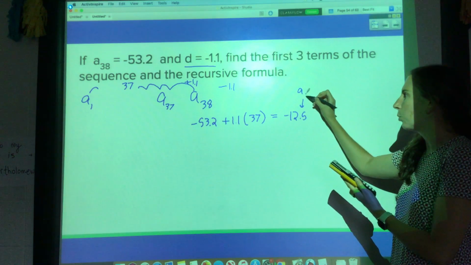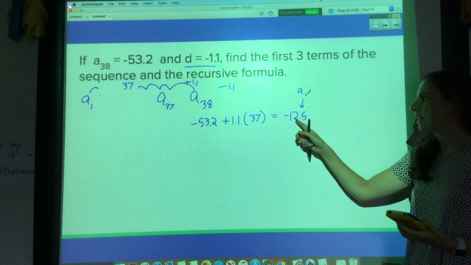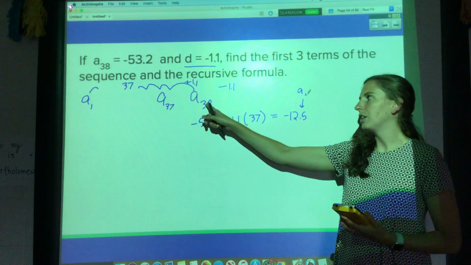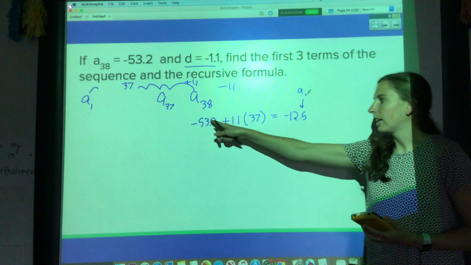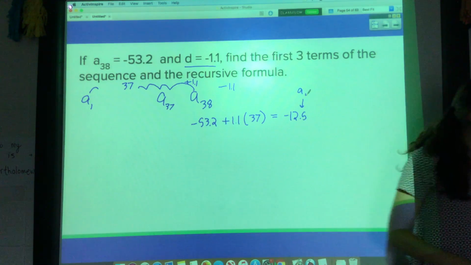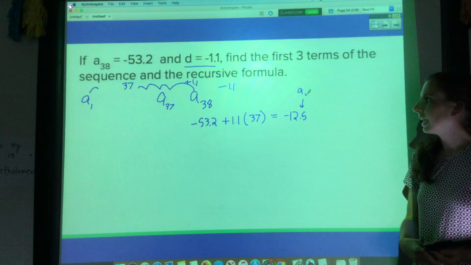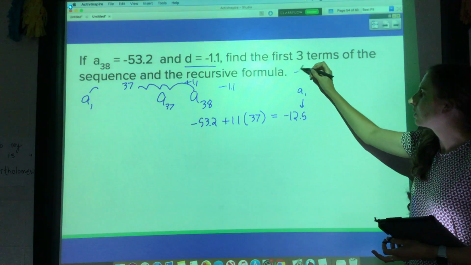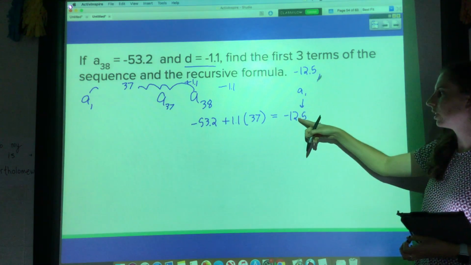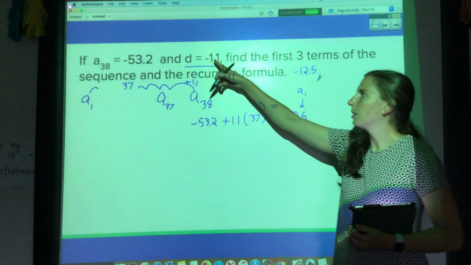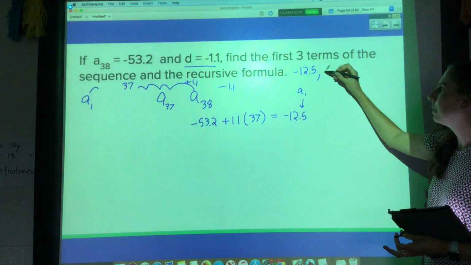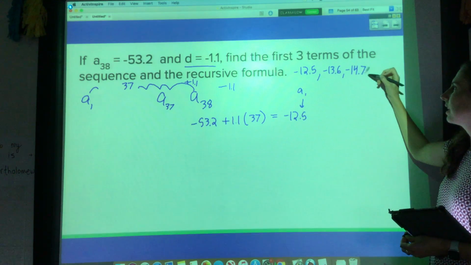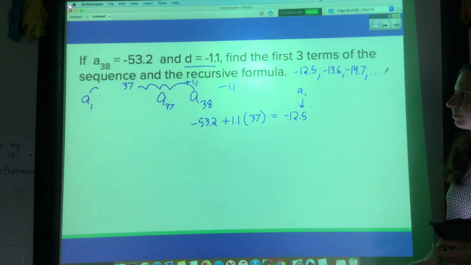This is A1. If I were to take this and subtract 1.1 and subtract 1.1 and subtract 1.1, eventually I would get that 38th term, negative 53.2. Now that I have the first term, I can answer this problem, which was, first of all, find the first 3 terms. So negative 12.5 is the first term. If I subtract 1.1 from it, that would be negative 13.6, and then negative 14.7, and so on.